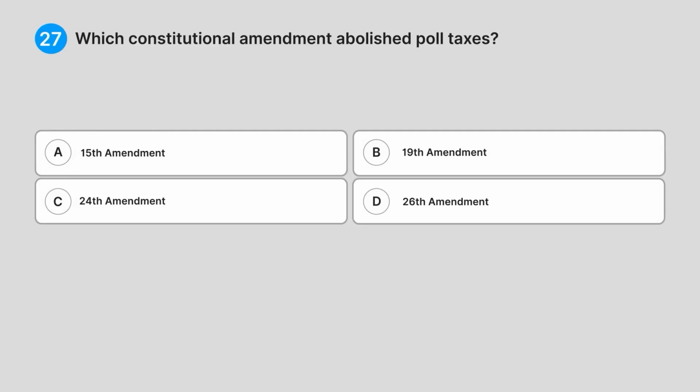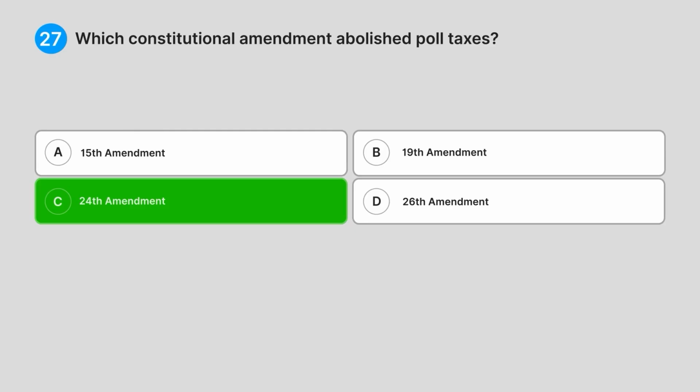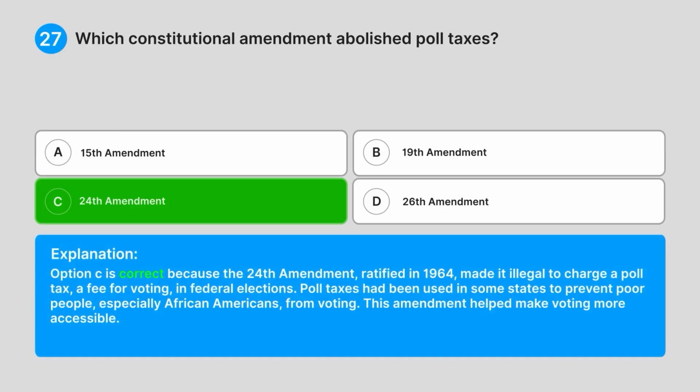Correct answer. C. 24th Amendment. Explanation. Option C is correct because the 24th Amendment, ratified in 1964, made it illegal to charge a poll tax, a fee for voting, in federal elections. Poll taxes had been used in some states to prevent poor people, especially African Americans, from voting. This amendment helped make voting more accessible.